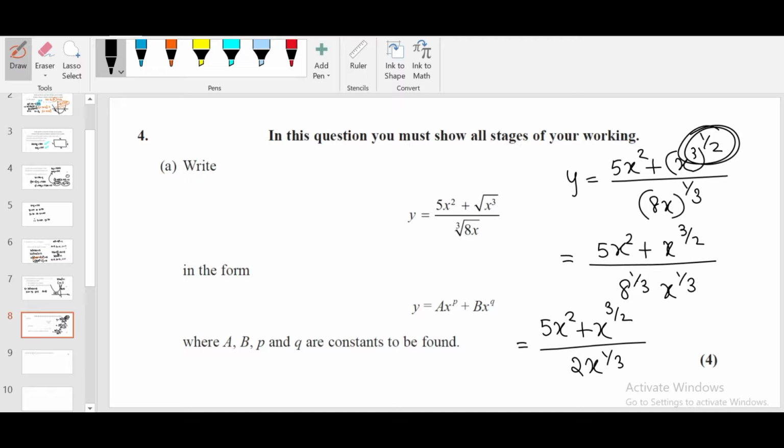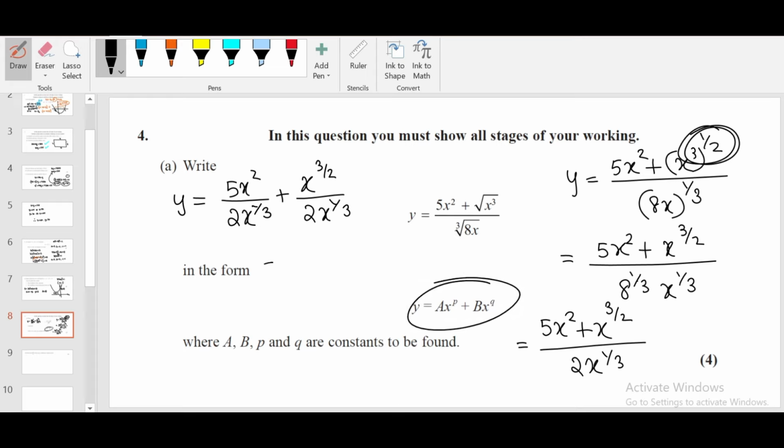So we just need to divide both terms by 2x power 1 over 3 separately now. So it's going to be 5x squared by 2x power 1 over 3 plus x power 3 over 2 divided by 2x power 1 over 3. And simplify the powers of x and the numbers, you will get this already. So you can write it as 5 over 2 x power 2 minus 1 over 3 for the first term, 1 over 2 x power 3 over 2 minus 1 over 3.